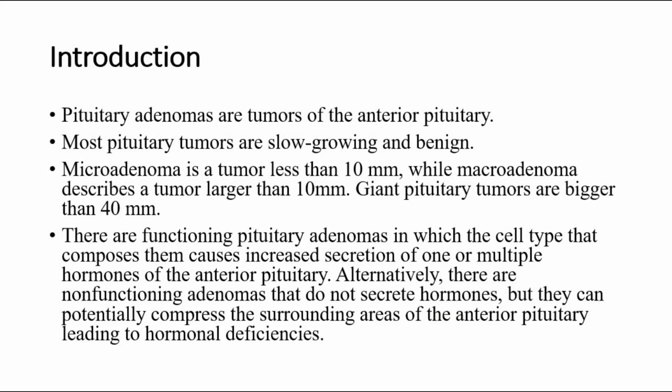Most pituitary tumors are slow-growing and benign. Microadenoma is a tumor less than 10 mm, while macroadenoma describes a tumor larger than 10 mm. Giant pituitary tumors are bigger than 40 mm. There are functioning pituitary adenomas, in which the cell type that composes them causes increased secretion of one or multiple hormones of the anterior pituitary. Alternatively, there are non-functioning adenomas that do not secrete hormones, but they can potentially compress the surrounding areas of the anterior pituitary, leading to hormonal deficiencies.